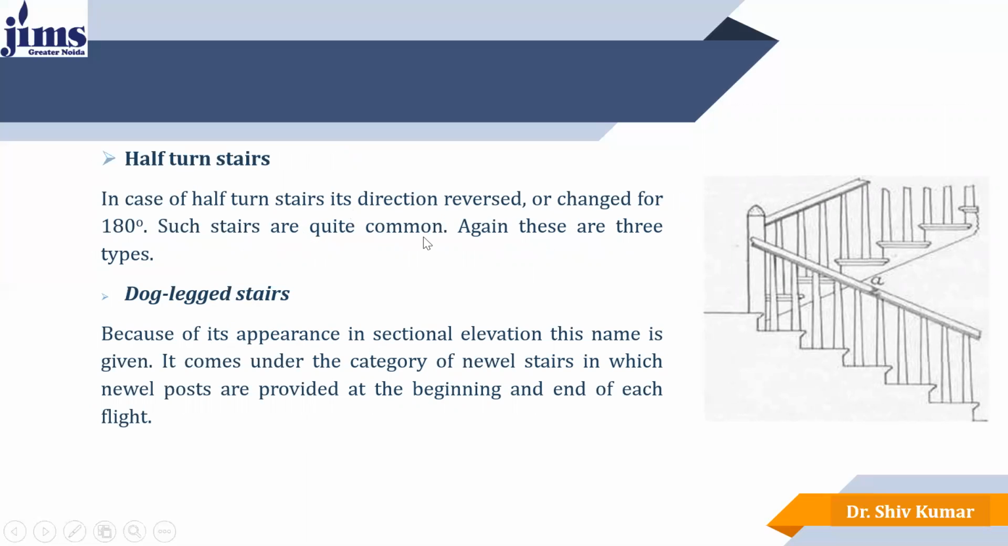Such stairs are quite common. Again, these are of three types. The first one is the dog-legged stairs. Because of its appearance in sectional elevation, it looks like a dog's leg, and this name is given. It comes under the category of newel stairs, in which newel posts are provided at the beginning and end of each flight. So here we can see that this is one flight, and here is the newel post which is provided at the flight.